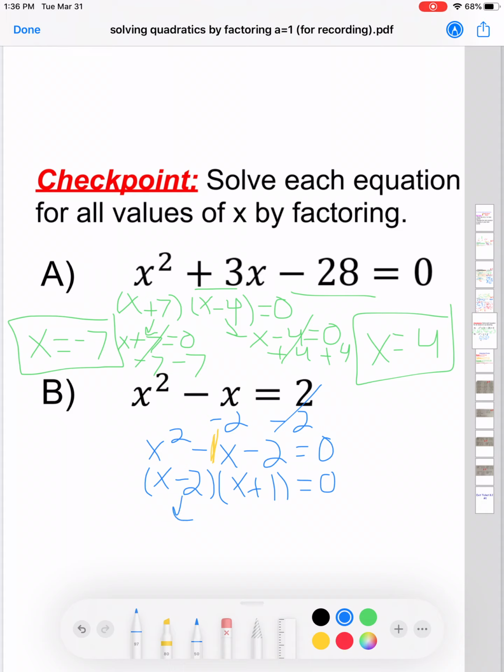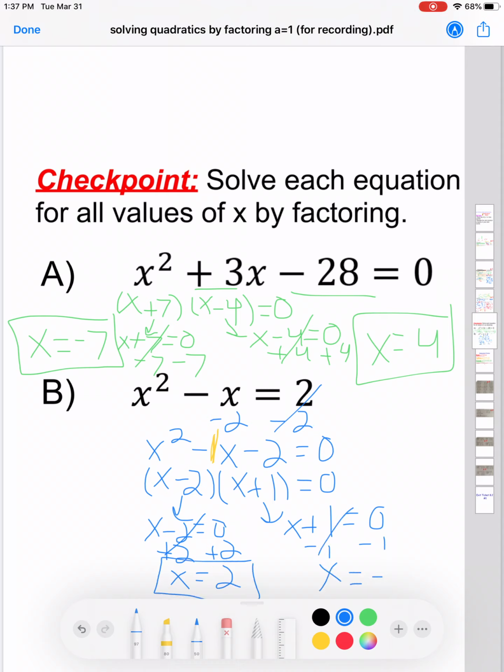Using your zero product property, you're going to set x minus 2 equal to 0, and you're also going to set x plus 1 equal to 0. Using your inverse operations, your first answer should have been positive 2. Your second answer should have been negative 1. So the two values of x for part B were x equals positive 2 and x equals negative 1.